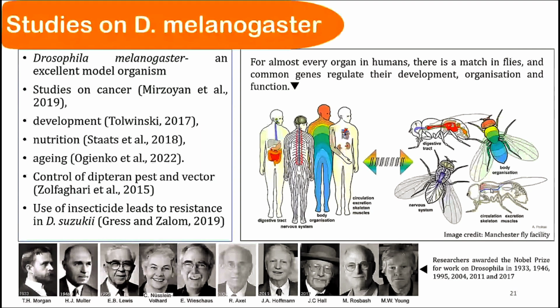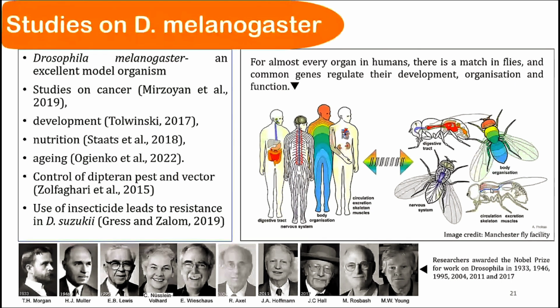Now you see, we started with Saccharomyces with 5 Nobel Prizes. Here you have several people starting from 1933 to 1946, 1995, 2004 to 2011, and then 2017. So Drosophila has got Nobel Prizes for how many? 6 years, 6 years on the trot, right? So 5 for Saccharomyces and 6 for Drosophila. So another wonderful choice as a model organism.